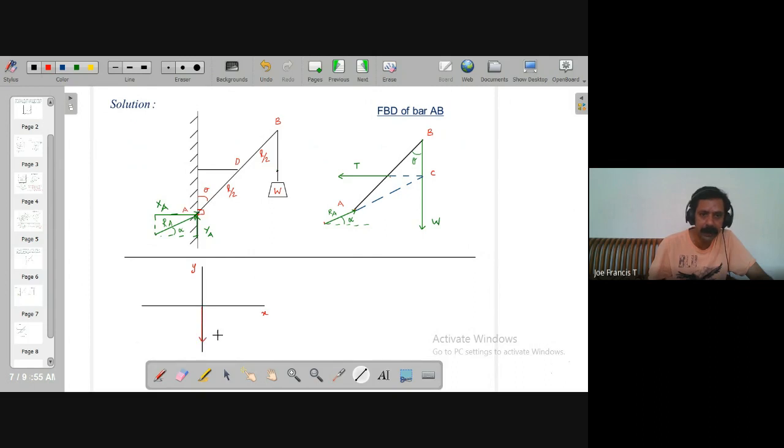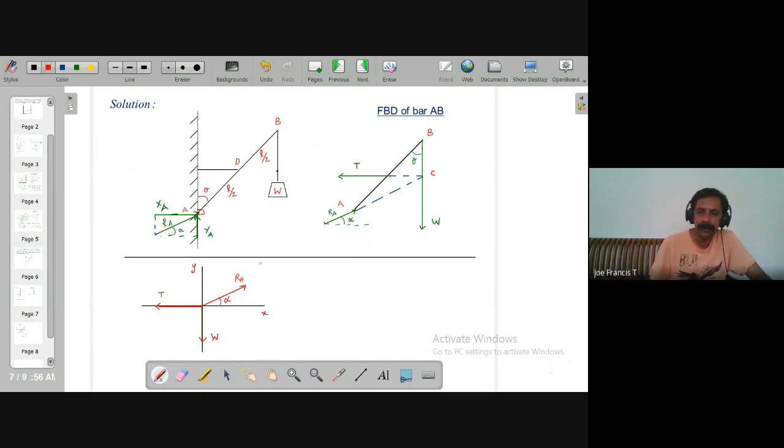You have the force W, and the tension T acting horizontally to the left. And you have the reaction RA, acting to the right, making an angle alpha with the horizontal. So this is RA, and this is making an angle alpha with the horizontal.